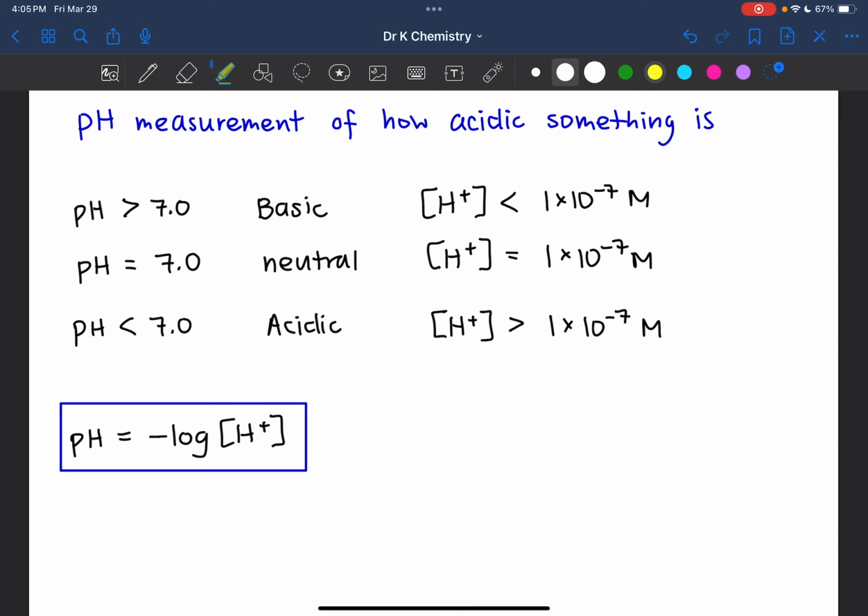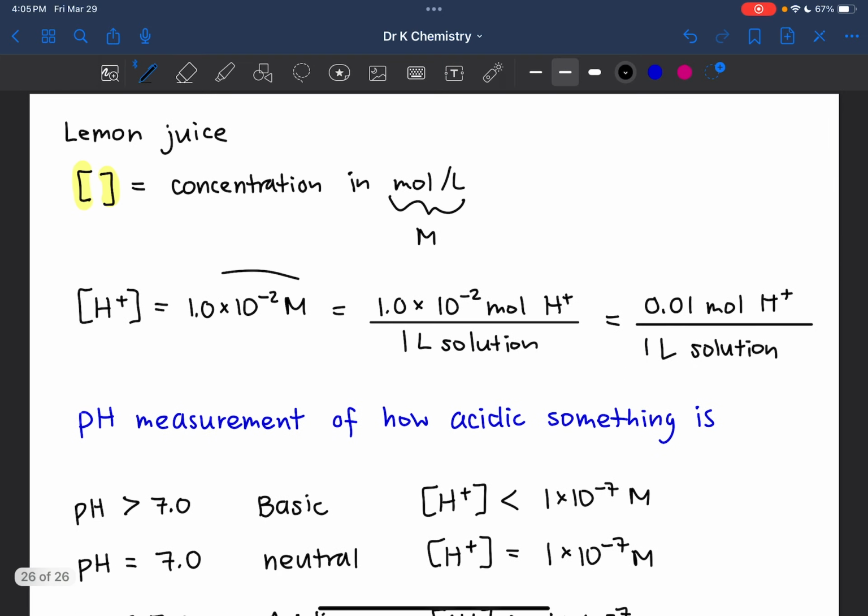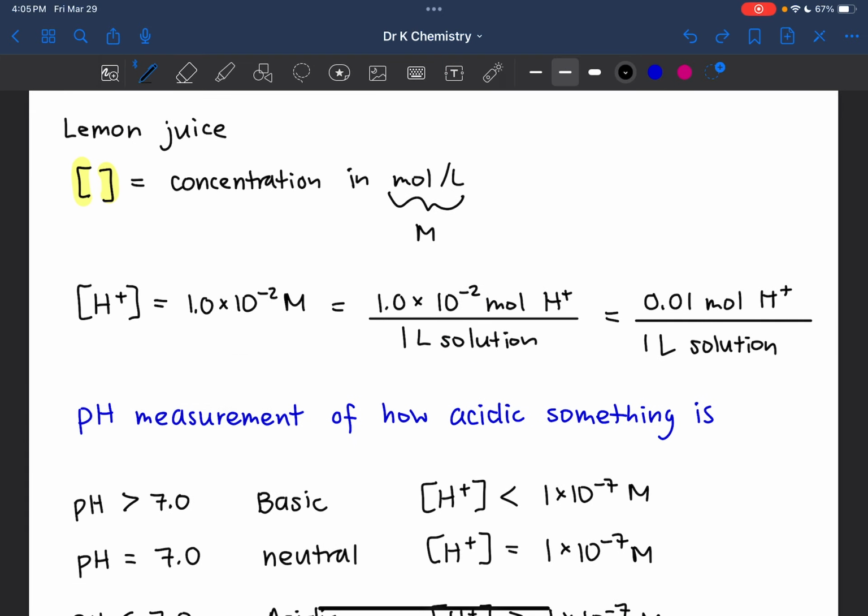So these brackets right here, this is telling you hydrogen ion concentration in moles over liters. So let's say we wanted to know the pH of that lemon juice that we had up here. We know the concentration. We could just plug that value in.